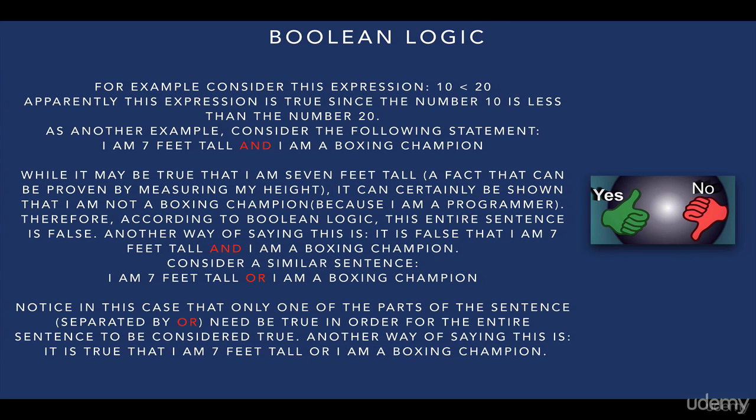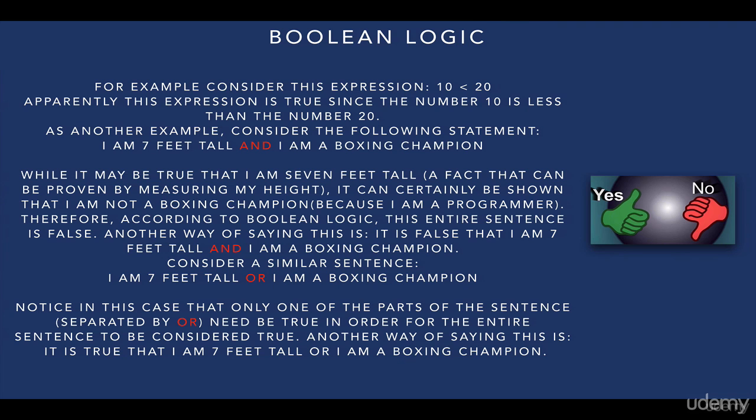As another example, consider the following statement. I am 7 feet tall and I am a boxing champion. While it may be true that I am 7 feet tall, a fact that can be proven by measuring my height, it can certainly be shown that I am not a boxing champion because I am a programmer, I am a developer, I am a teacher, okay? I am not a boxing champion. Therefore, according to Boolean logic, this entire sentence is false.